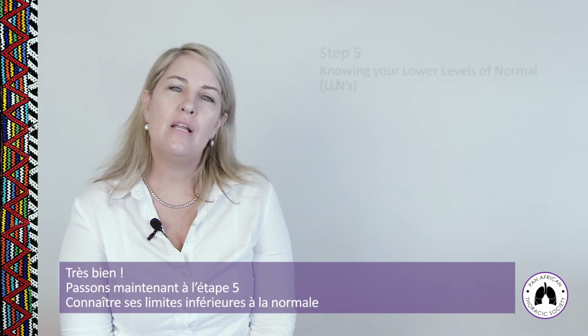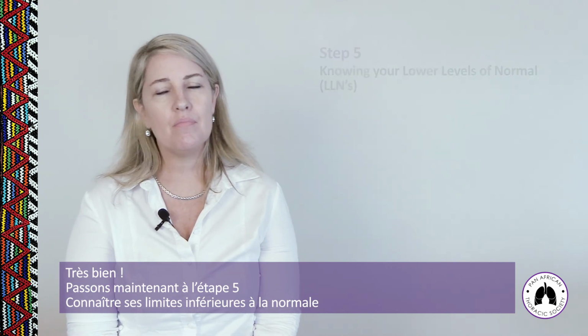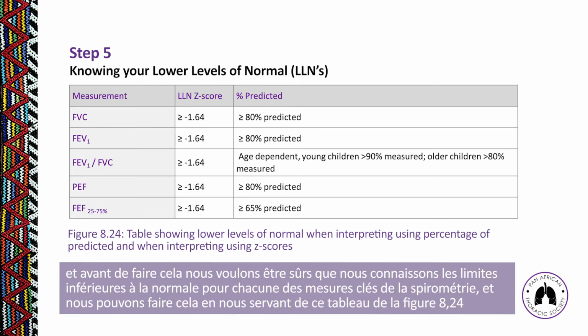Good. So let's go on to step number 5, knowing your lower levels of normal. So we are starting to step towards interpreting our spirometry test result. And before we do that, we want to be sure that we know the lower levels of normal for each one of the key measurements of spirometry. And we can do this by using this table in figure 8.24.